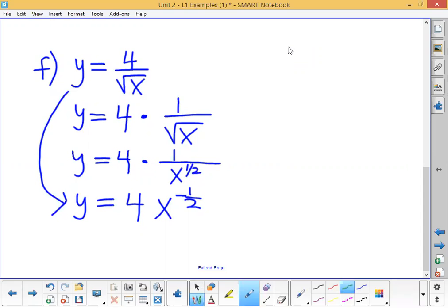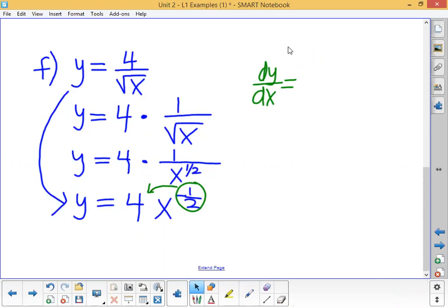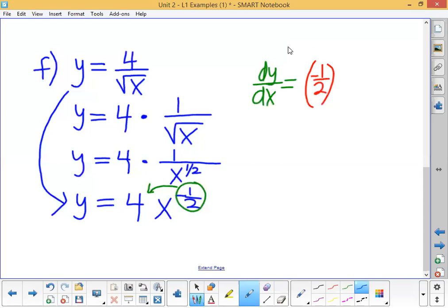Okay, so now I need dy over dx. I need to solve for the derivative. So first of all, I'm taking that -1/2 and bringing it down. So I have -1/2. And I could write the 4 first, or I could write the -1/2 first. It doesn't matter. -1/2 times my 4. Then I have x to the power of -1/2.